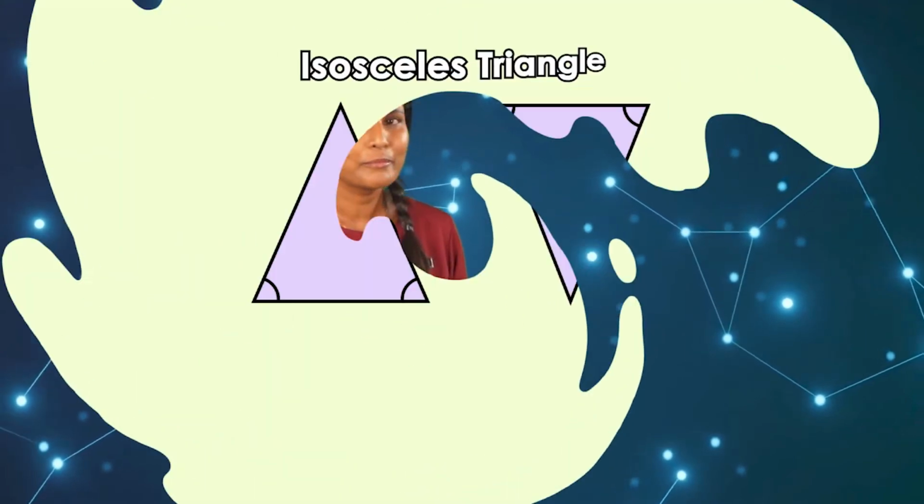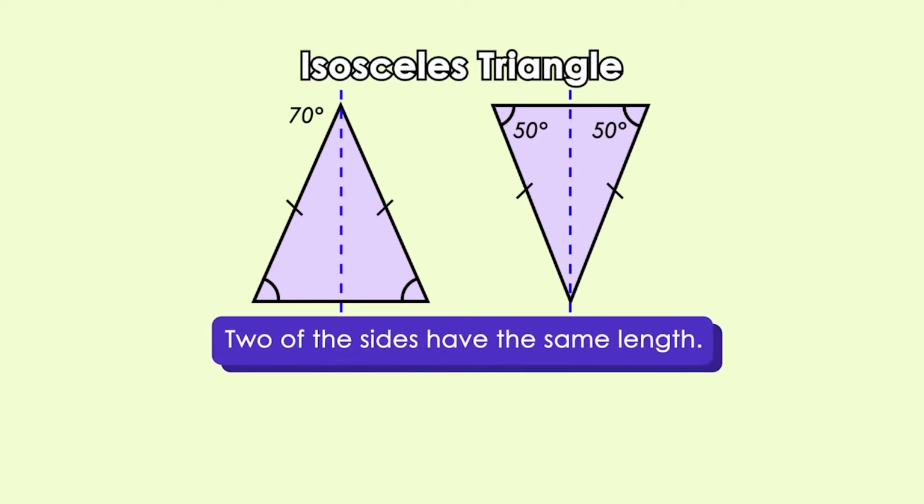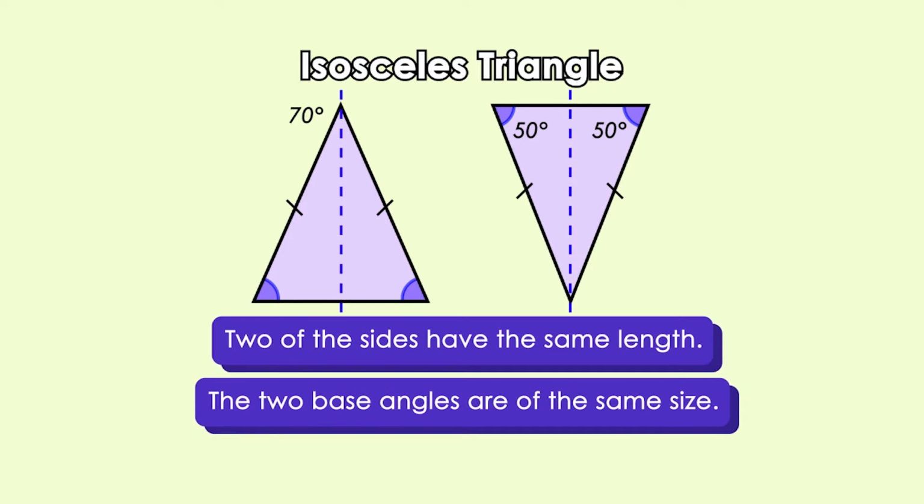Remember, not every isosceles triangle looks like mine. There might be different types of isosceles triangles. Here are some examples of isosceles triangle. Notice that they look different. What makes them an isosceles triangle? Correct! Two of the sides have the same length. The two base angles are of the same size.